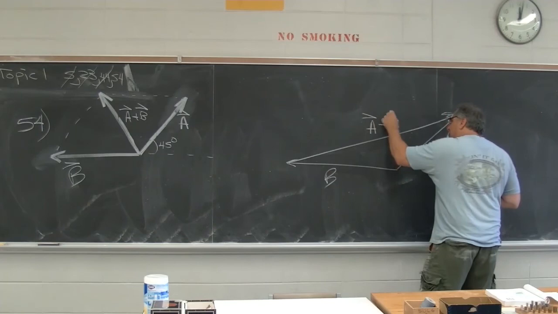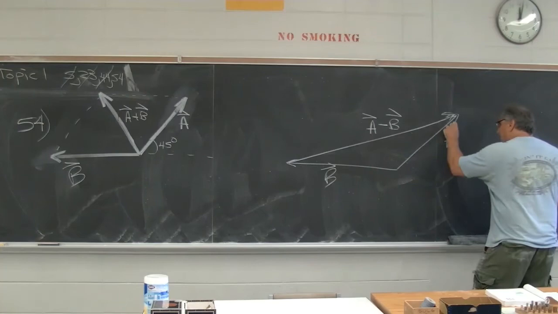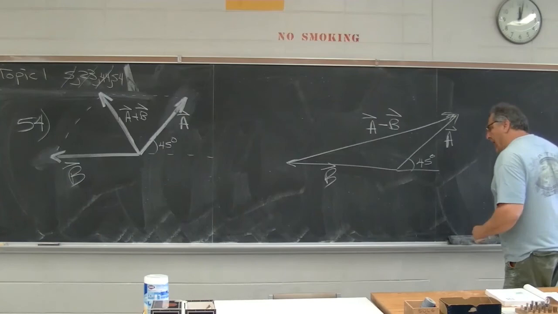If this is B, and this is A, and this is 45 degrees, very strange. I think, what are you talking about? How does that even work out? Give me 1 second, guys. Let me get here.